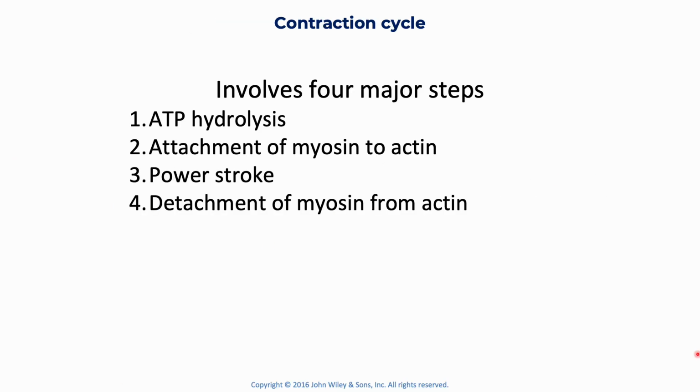All right, the contraction cycle of muscle fiber involves 4 major steps. First, we have ATP hydrolysis, and this provides the energy that's required for muscle contraction. Second, we have attachment of myosin to actin that needs to occur. This is what's going to allow the myosin cross bridges to form. Third, we have the power stroke. The power stroke takes place as the myosin cross bridges pull the actin filaments towards the center of the sarcomere. Finally, we have detachment of myosin from the actin. And this allows the cycle to repeat and the muscle to contract further.